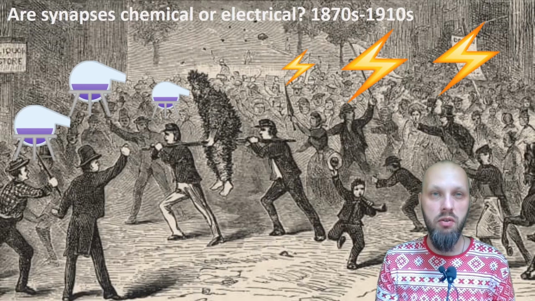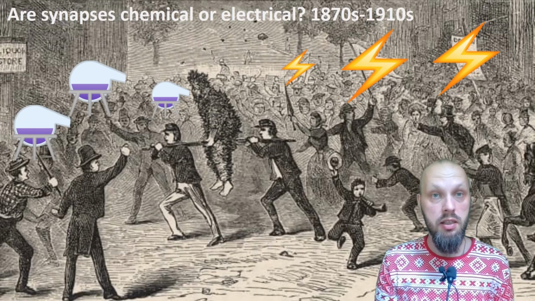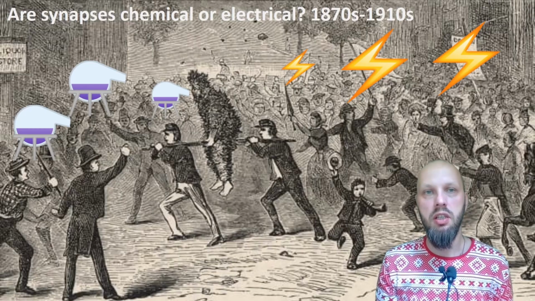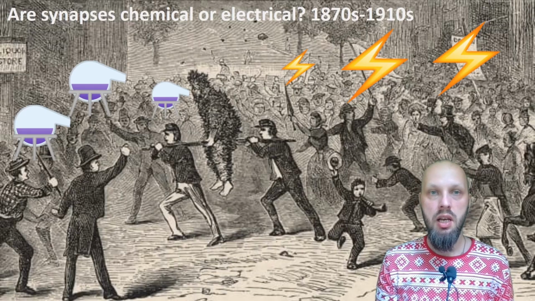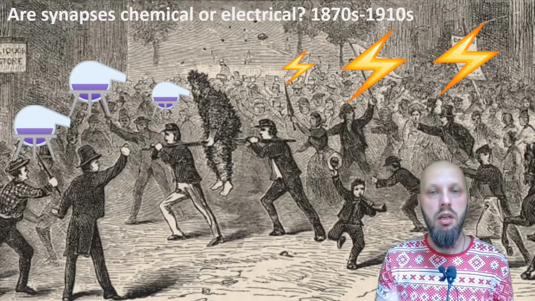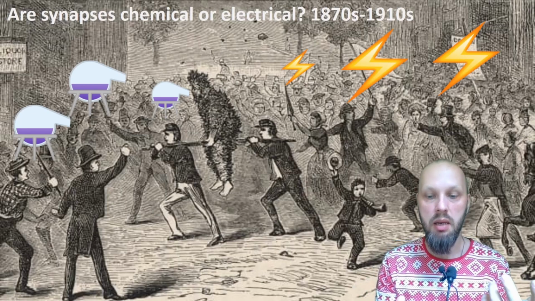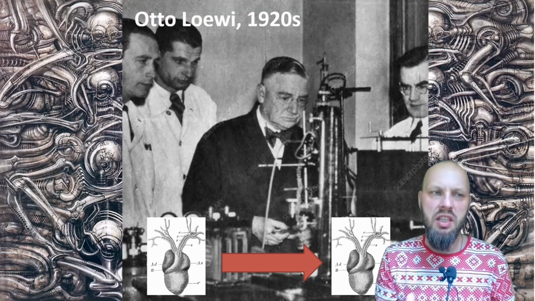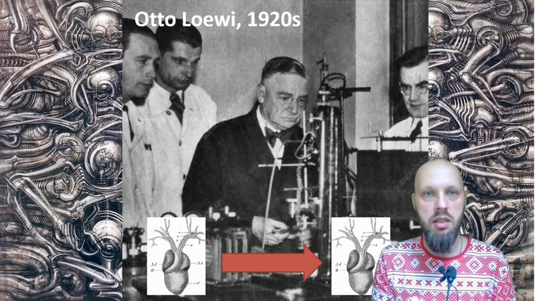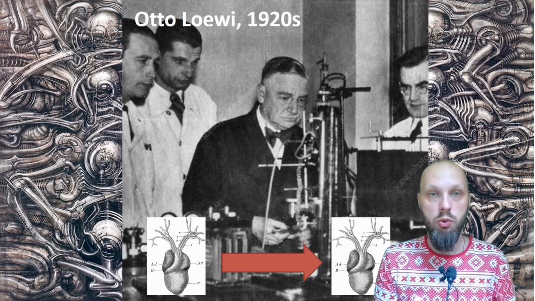Then neurons were discovered. People grew more accustomed to the idea that there are individual cells, but still it felt logical: if there are electrical signals, then probably the connections between cells are also electrical, right? And so there were two camps: those who believed that synapses are electrical and those who believed that synapses are chemical, and they fought for a while. Around the 1920s, the chemical theory won.